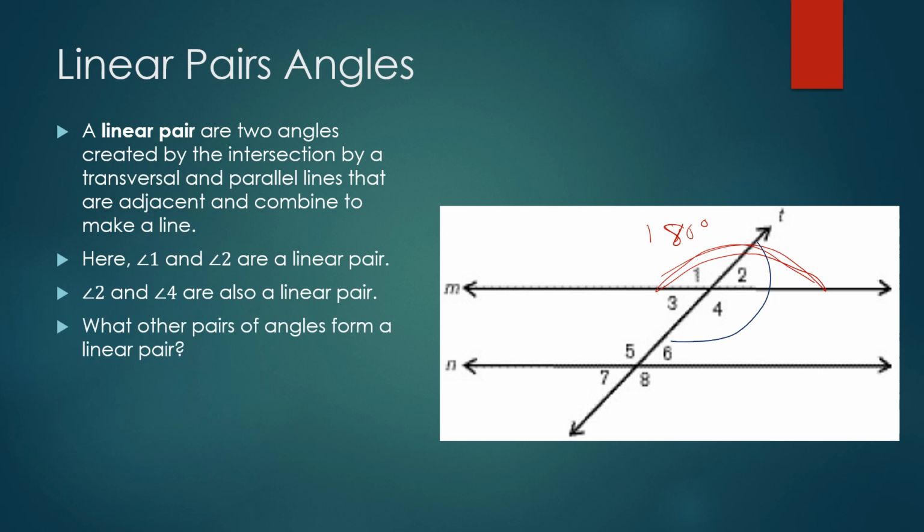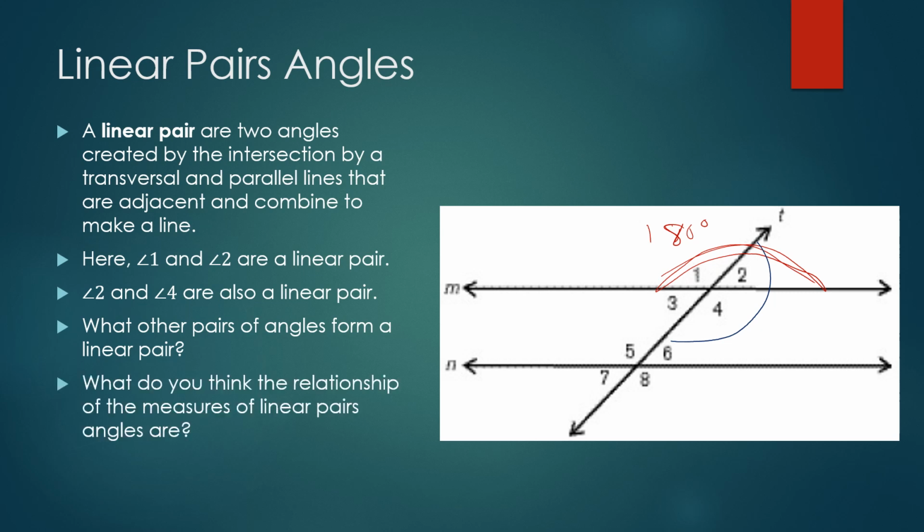There are many other linear pairs in this diagram. Take a moment to see if you can figure out some more. We'll also talk about other relationships between the linear pairs. There might be something to say of the fact that 1 and 2 are a linear pair, and so are 2 and 4.